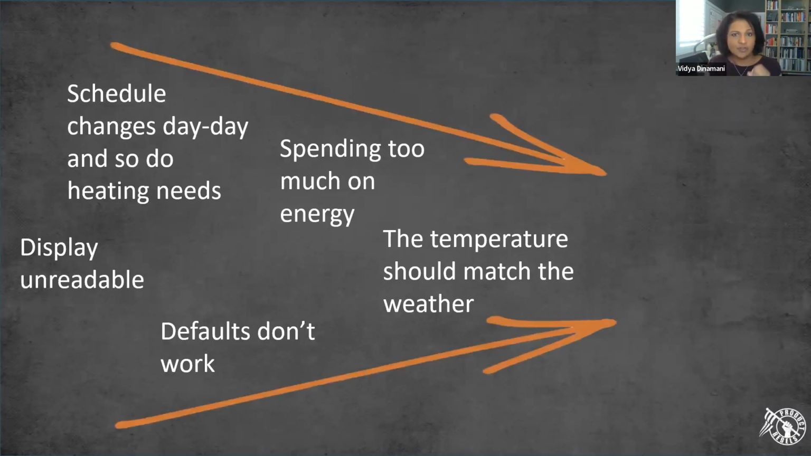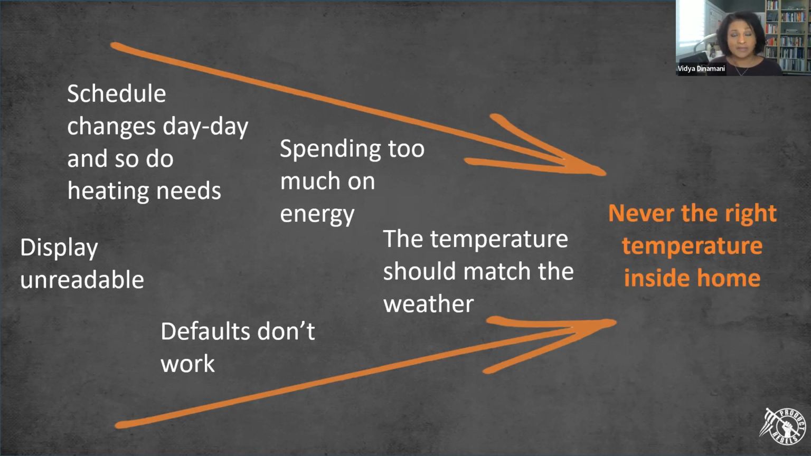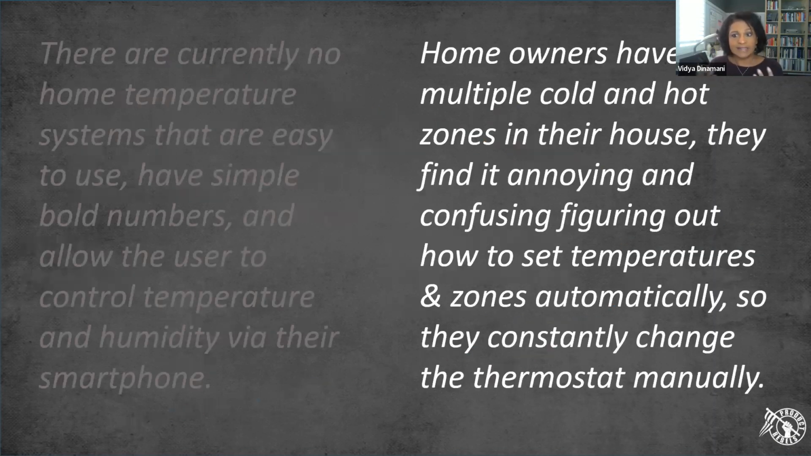Now, what happens is you've got to choose. You've got to pick the specific problem that you want to go after. In this case, Ecobee said, I want to fix the fact that the temperature just isn't right in my house. That's the key problem. That's the fundamental one. That's what I'm going to go after. So instead of focusing on features, they start focusing on the problem. And here's the problem definition that we made up for them. Homeowners have multiple cold and hot zones in their house. They find it annoying and confusing figuring out how to set temperatures and zones automatically.